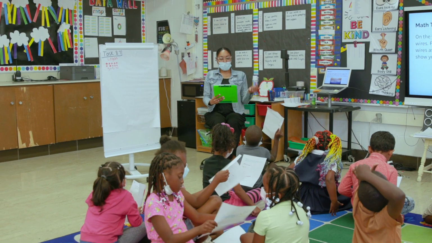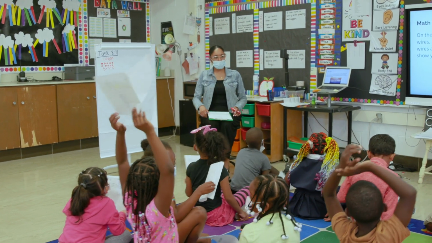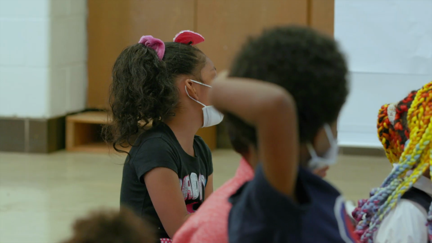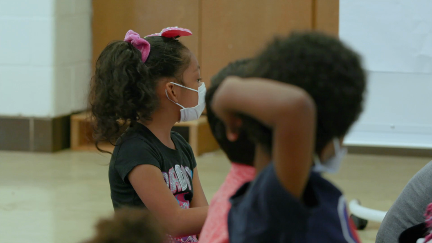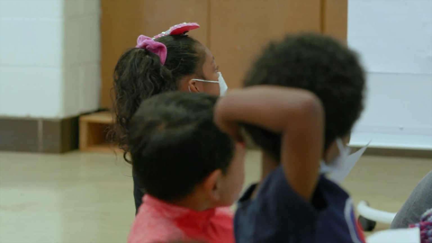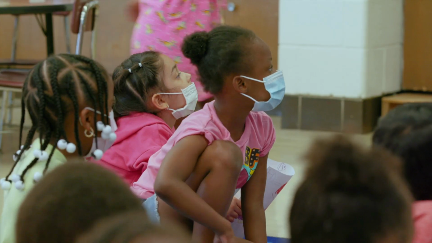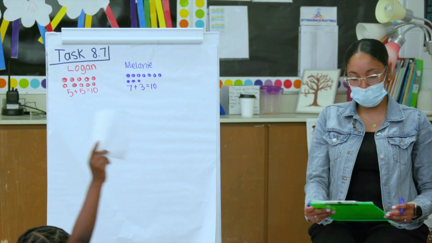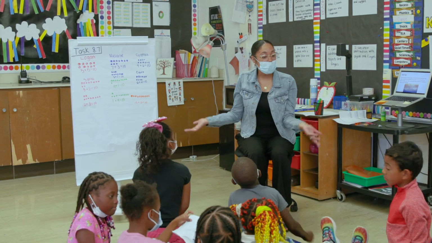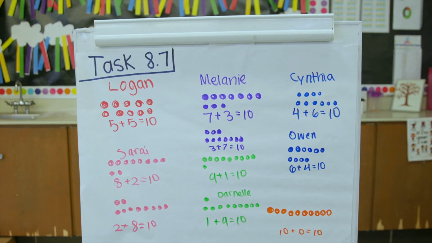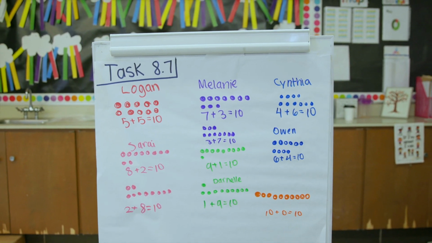All right, let's try. Melanie, can you tell us one of the ways you got 10? So you did 7 at the top and 3 birds on the bottom? So she said 7 plus 3 equals 10. Good job. We did many different ways to make 10. That's what we did today. Many different ways to make 10.